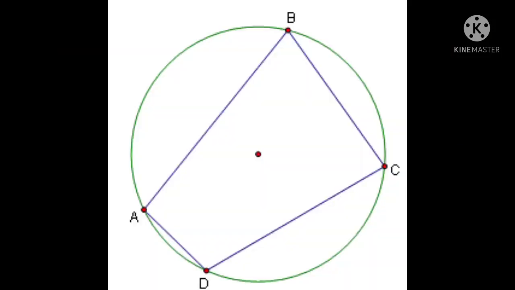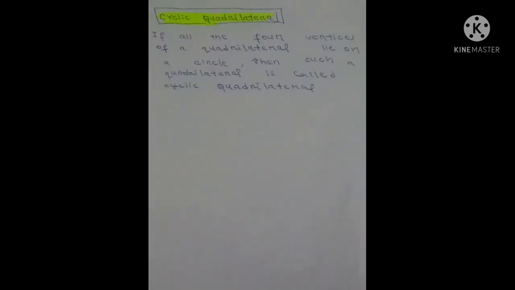This is the figure of a cyclic quadrilateral which you can see on your screen. What is a cyclic quadrilateral? Let us try to know about this. This is the final topic, about the cyclic quadrilateral. What is a cyclic quadrilateral? Let us read the definition. If all the 4 vertices of a quadrilateral lie on a circle, then such a quadrilateral is called a cyclic quadrilateral.